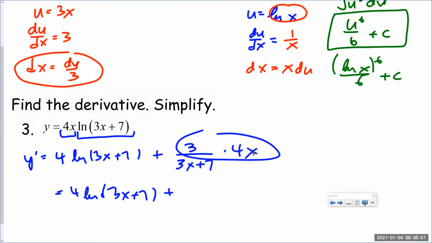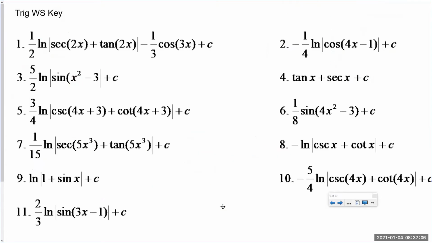Because remember, numerators bounce out, but they can also bounce back. So that's 12x over 3x plus 7. And that's pretty much as reduced as I can get this. All right, any questions on our review? You guys feeling warmed up?